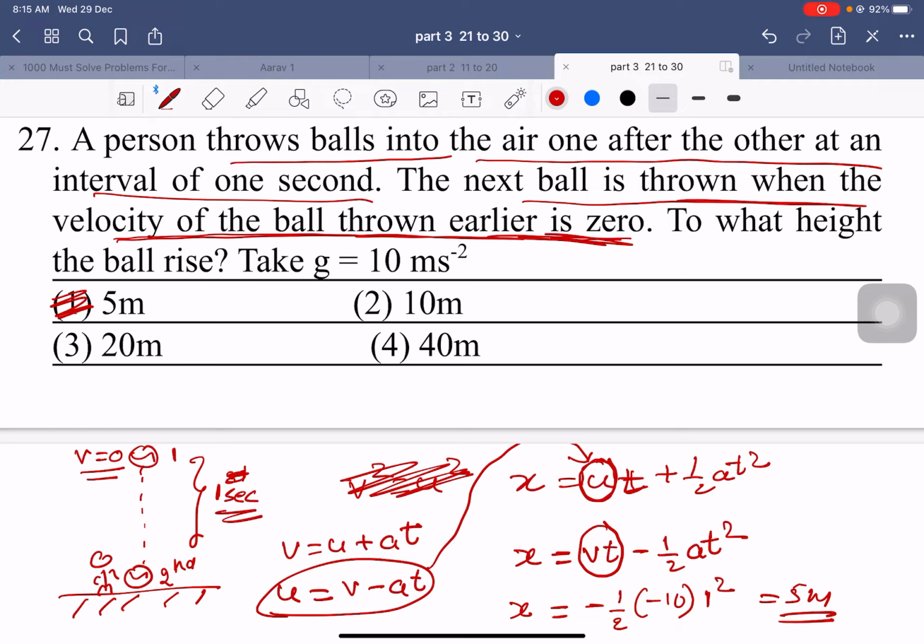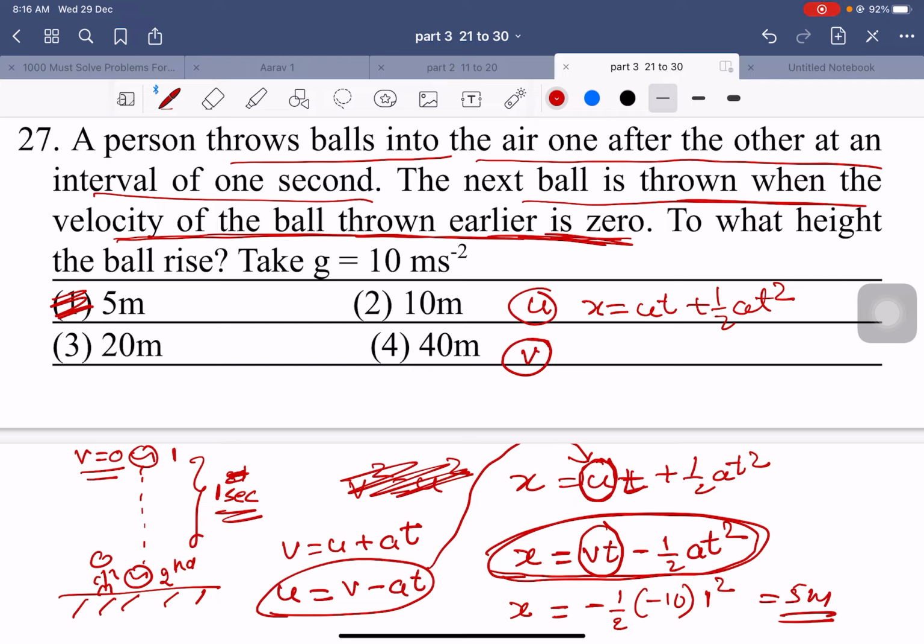But if at all you have to use a formula, you can use x is equal to vt minus half at square. Why have I used this formula? When you know the initial velocity, you use x is equal to ut plus half at square. In this situation we don't know the initial velocity, but we know the final velocity because the particle is at maximum height. So I can use x is equal to vt minus half at square. This equation will be very handy, please remember.